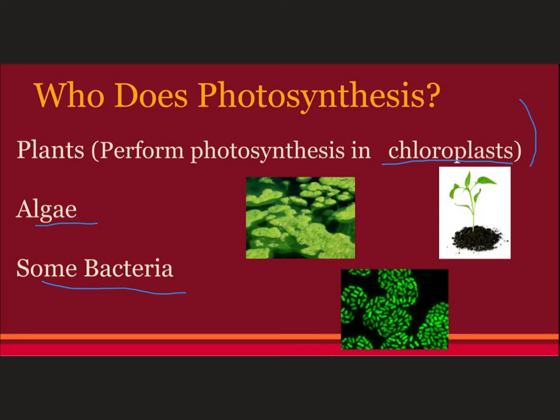Animals rely on plants to harness that energy from the sun in order for animals to be able to eat those plants to get their energy. We also rely on plants to produce our oxygen that we need for our cellular respiration.